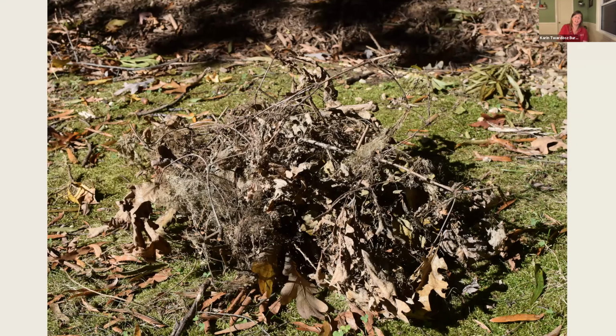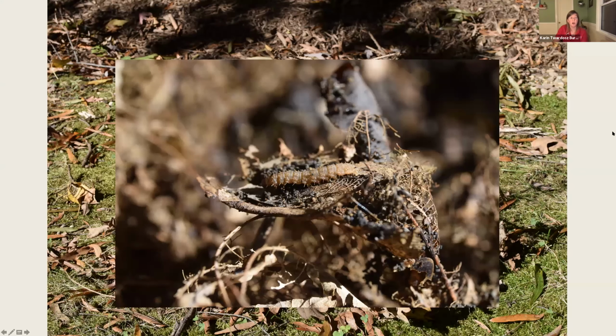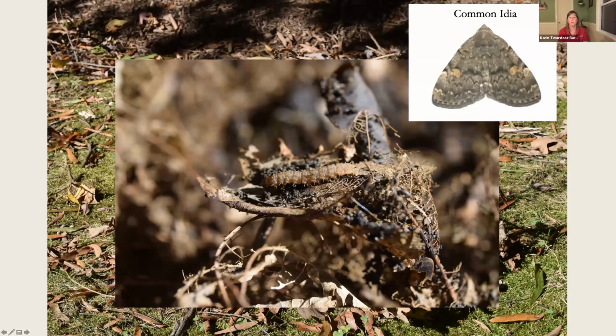Humor me for just one second with a different kind of leaf litter story. This is a squirrel nest that I was finding lots of around the neighborhood, falling out of trees. When you get up close to them, the leaves are all eaten, and they were covered with these caterpillars. It turns out they are Idia caterpillars. They specialize on dead leaves. These caterpillar species aren't eating living plant tissue. They actually require that leaf litter in order to complete their life cycle.